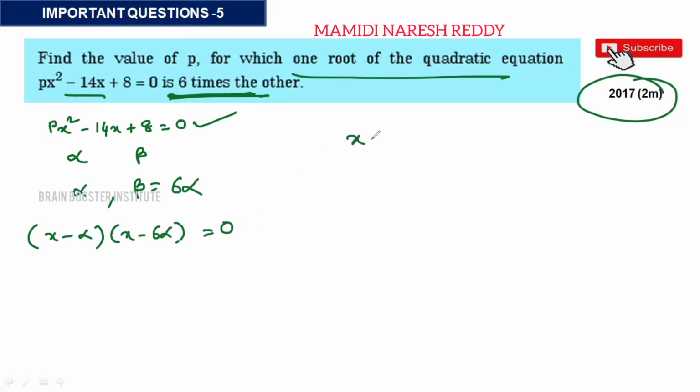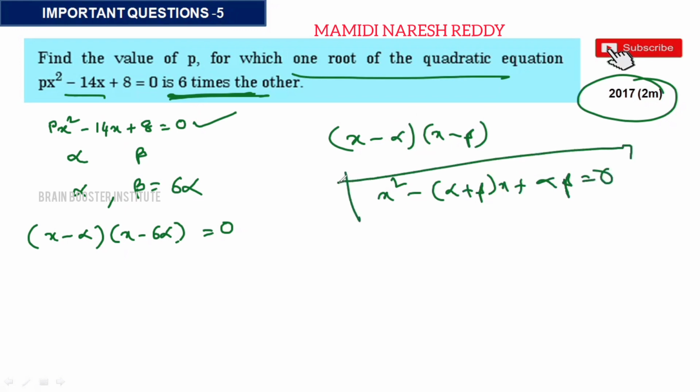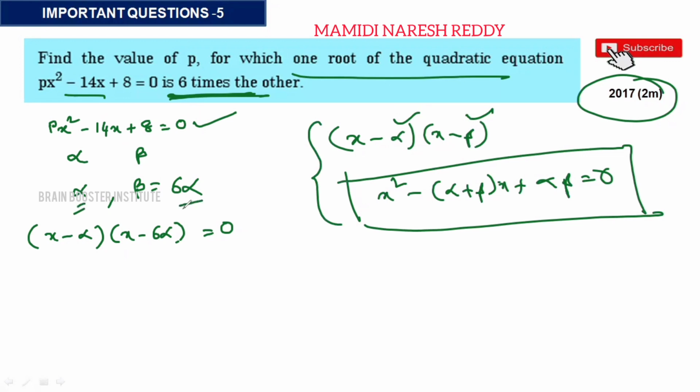Why? Because as we know, (x - alpha)(x - beta) = 0 becomes x² - (alpha + beta)x + alpha beta = 0. So this is the formula to find a quadratic equation when alpha and beta are given. Got it? So by using this strategy, as we have assumed alpha is one root and 6 alpha is one more root.